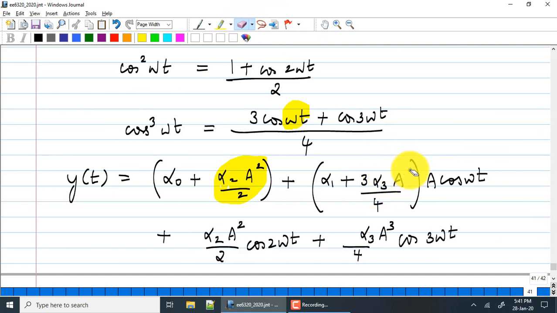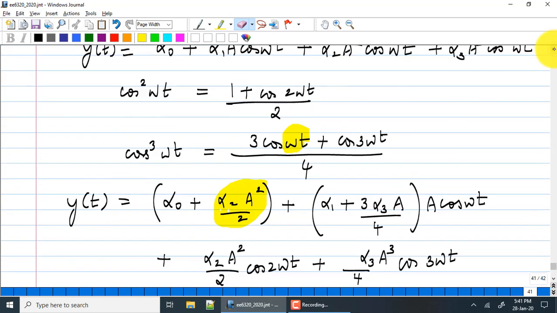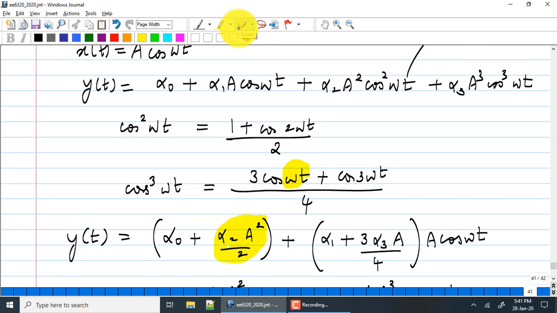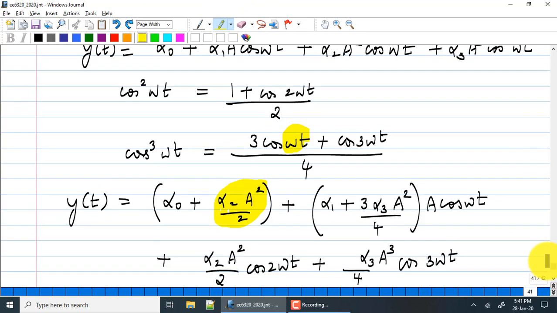Three alpha 3 A by 4, because there is an A cos omega t outside. Isn't it? Is this correct? Oh, sorry, this is correct. Okay. Because it's coming from the cubic term. Okay, 3 alpha 3 A squared. So the non-ideal term is actually increasing as A squared, whereas the other term is constant. So if you start seeing higher powers, you will see that the gain of the fundamental itself is changing.